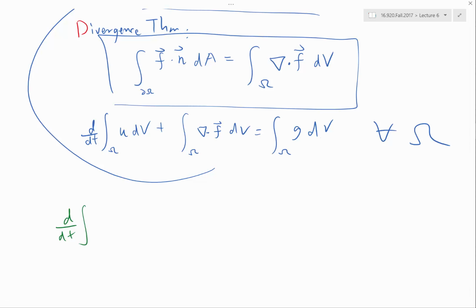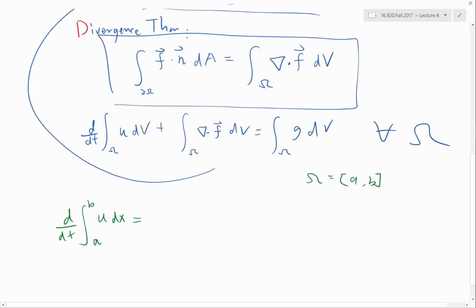What does that mean? What is a contiguous volume in 1D? A line segment? It's an interval, yeah, a line segment. So from A to B, right? So let's say omega has to be equal to something like AB in 1D. So this dv becomes just the dx, right?